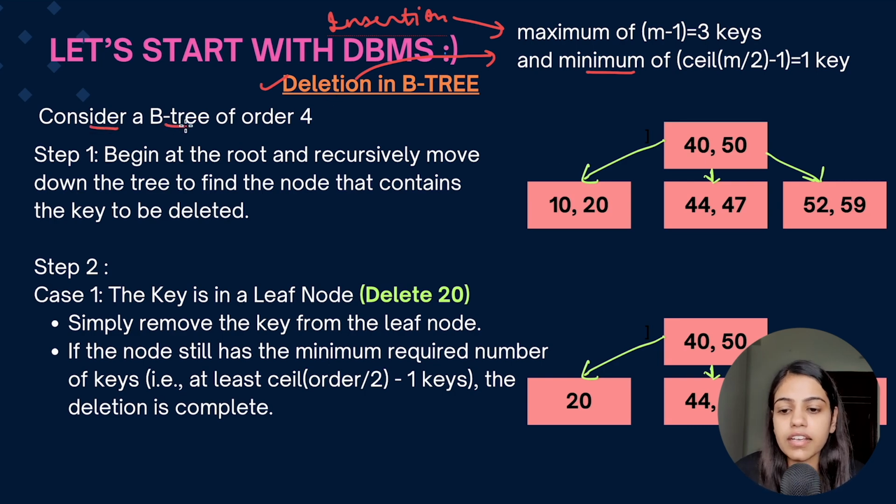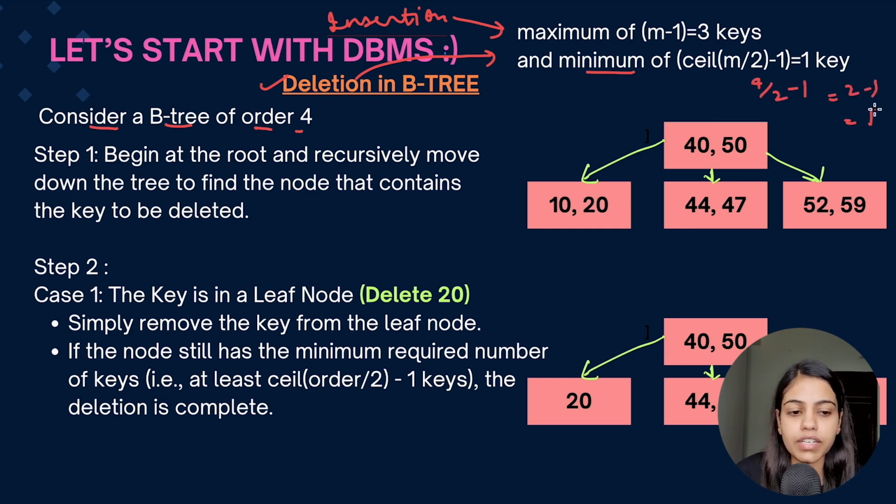So here we are considering a B-tree of order 4. The minimum number of keys is ceil of m by 2 minus 1, that is 4 by 2 minus 1, that is 2 minus 1, that is 1 key. So when the order is 4, the minimum number of keys a node can have is 1 key.